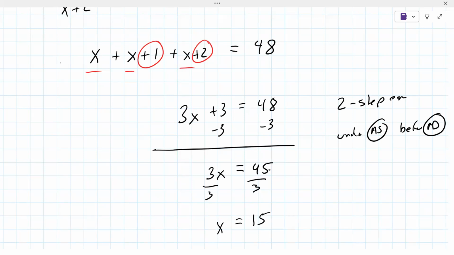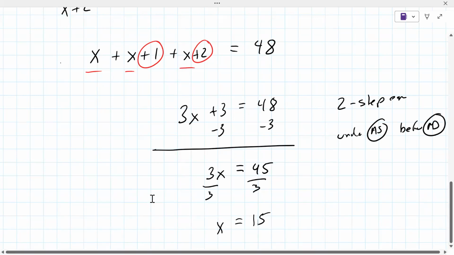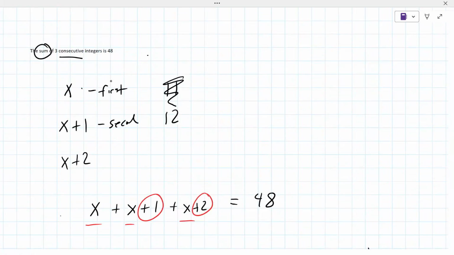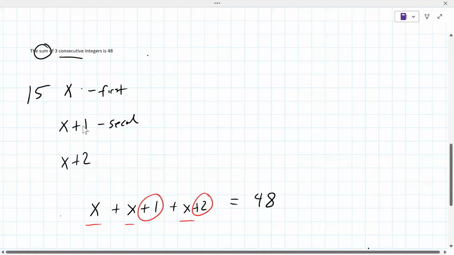15. Now, 15 is not really the answer. 15 is the first number. So it'd be the first x. Okay. So what is the second number? Would it have been, or have we not solved that yet? We have not. We only know that x is 15. What is the second number?